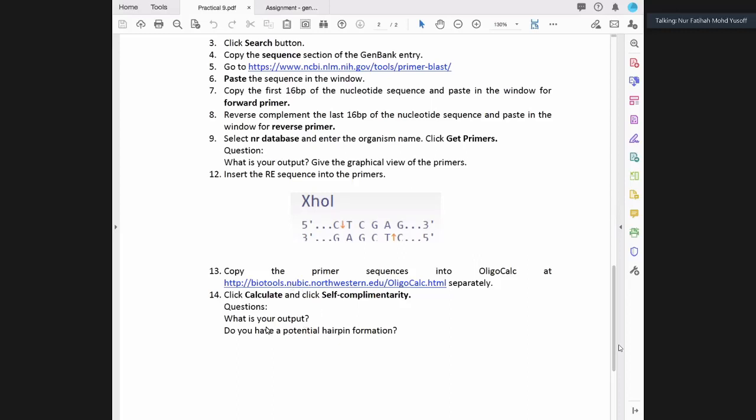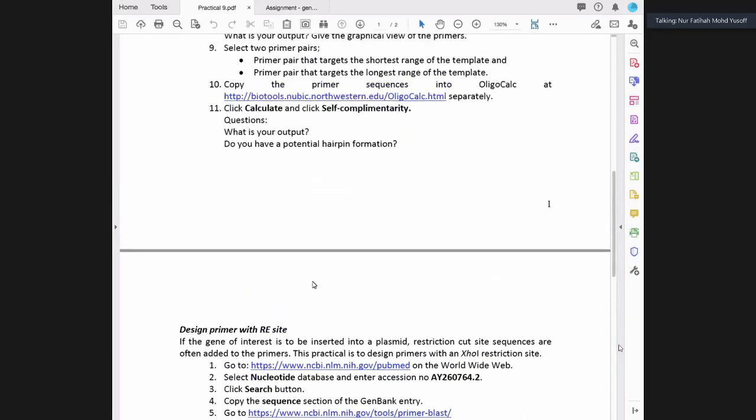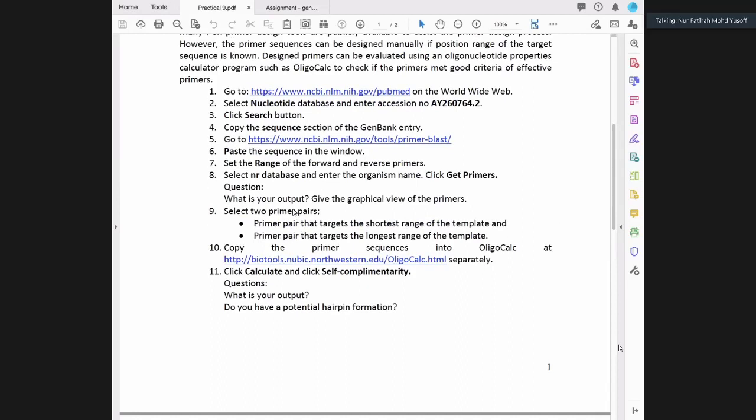Then you will see your potential hairpin formation, whether it occurs or not. This is quite simple. You don't have to screenshot every step that you have done, but what I want you to do is screenshot the output and then give me the answer. Look here, this is basically the steps. Once you get the output, you screenshot it, put it in your practical report, and then give me the answer.